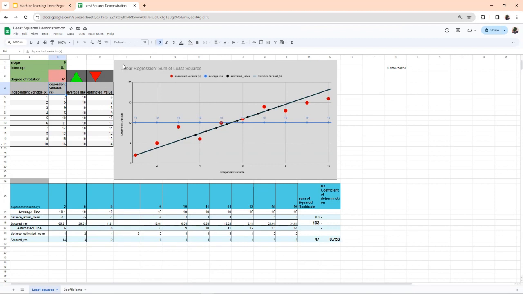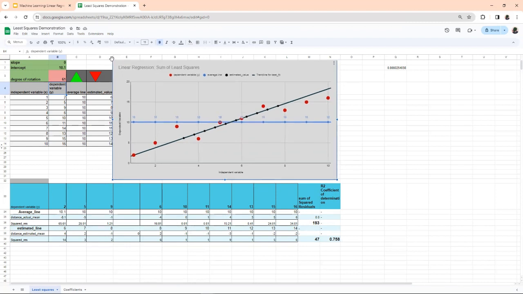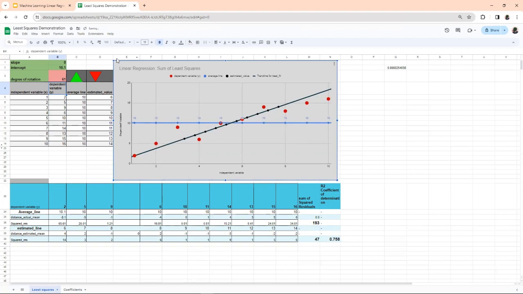In the next video, we will go through a scenario where we use Python and do a problem of trying to use linear regression to determine the price of an Uber or Lyft trip.